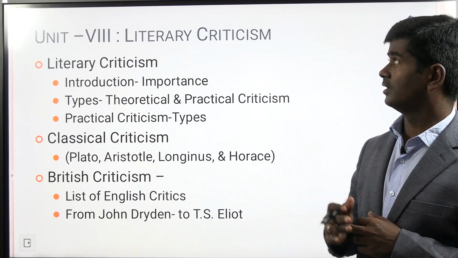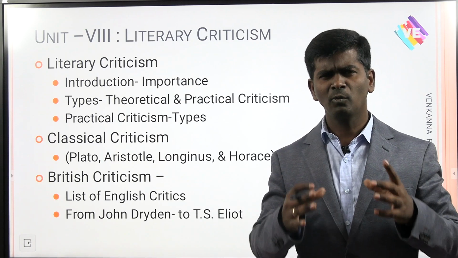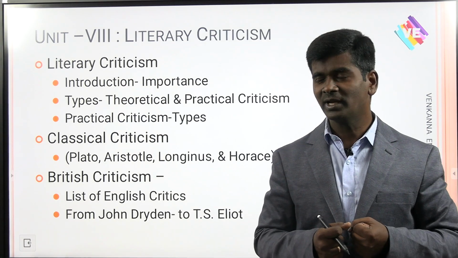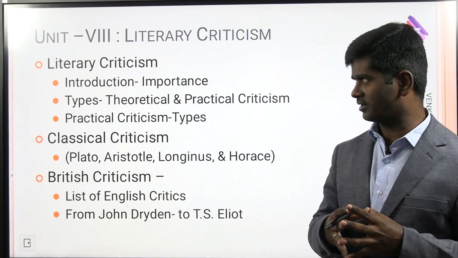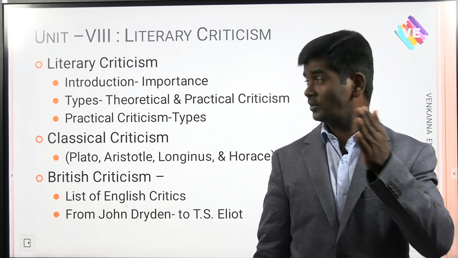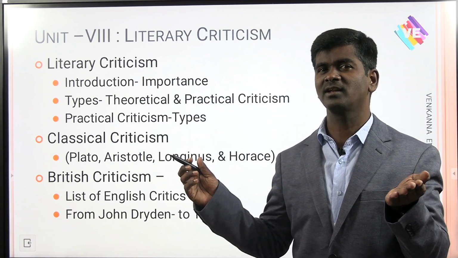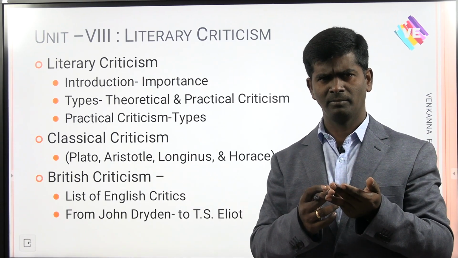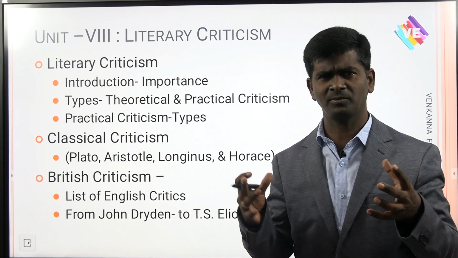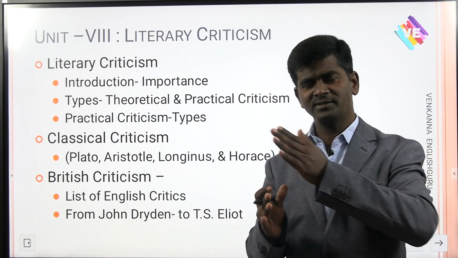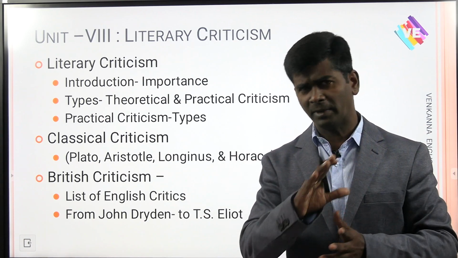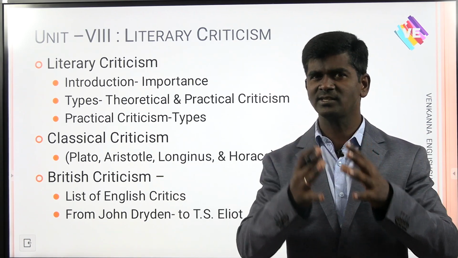Unit 8, you can see, is literary criticism. What is literary criticism? What is considered to be literary criticism? Why is criticism to be used? Next, what is the importance of literary criticism? What is theoretical criticism? What is practical criticism, applied criticism? And what are the types of practical criticism? Practical criticism can be mimetic criticism, impressionistic criticism, judicial criticism. There are plenty of types of practical criticism. All the criticism before the 20th century is considered to be theoretical, but from the 20th century, we can say practical criticism.